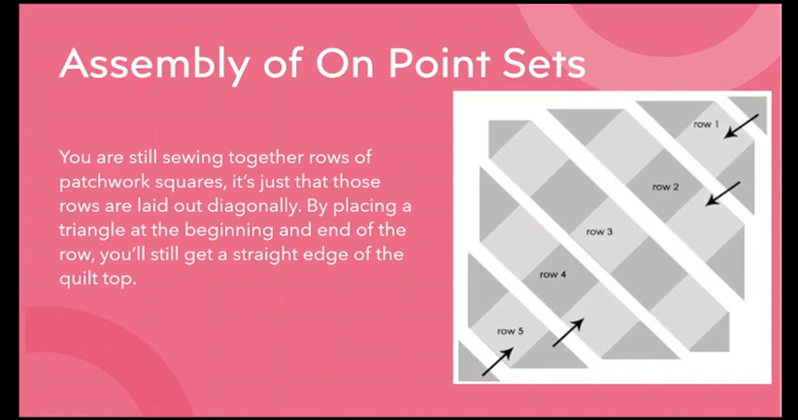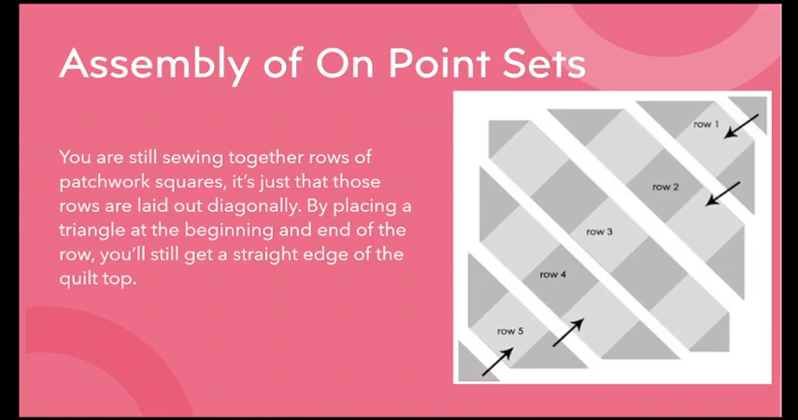When we assemble an on-point quilt, instead of going straight across, we lay out our blocks diagonally. That's pretty normal there. And we basically sew them together just like we sew together a straight set quilt, block next to block next to block, but we're going to be placing setting triangles and corner triangles on the ends of those rows to help straighten out the edge of the quilt top.